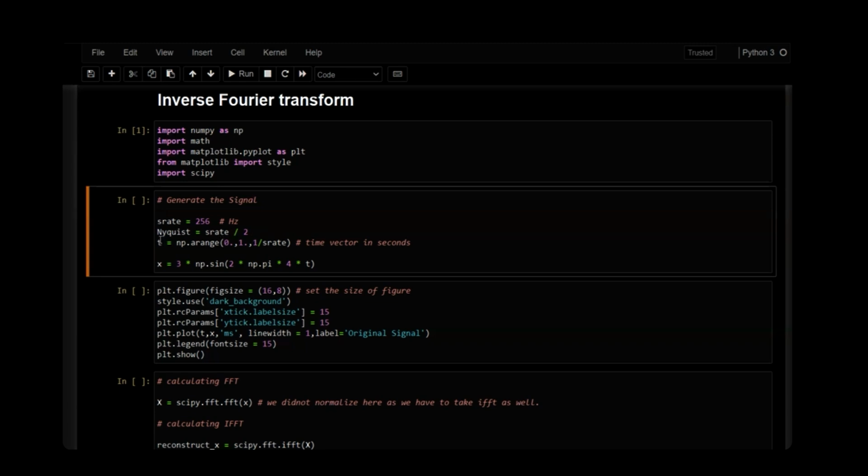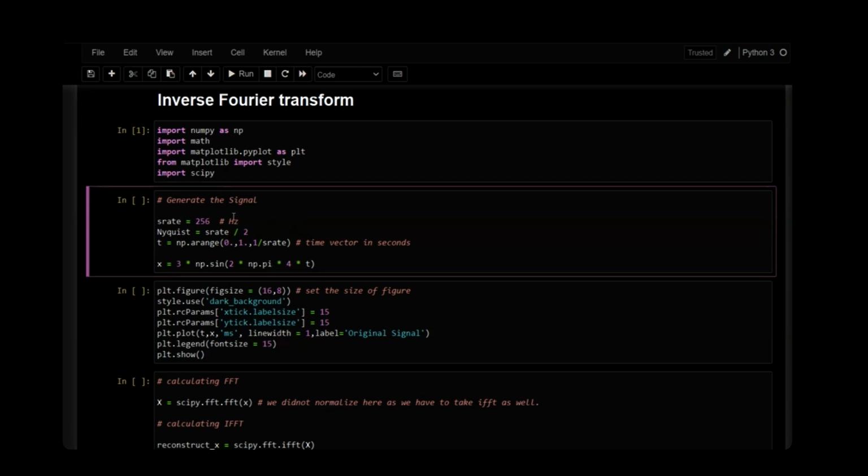And now we are generating a signal. So these are the signal parameters. The sampling rate is 256. And we know that the Nyquist frequency is always half the sampling rate. Now this is a time vector and it is from 0 to 1 second. And the time intervals are 1 over our sampling rate. It means this time vector will have 256 samples from 0 to 1.